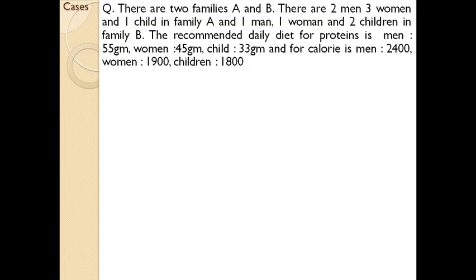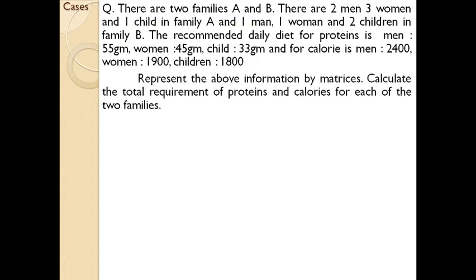So you are given the details of two families comprising men, women, and children, and the number of persons in these three categories varies depending upon the two families, and protein requirement as well as calorie requirement for men, women, and children is given. So represent the above information by matrices. You need to use matrix methods and represent the same information in matrix form. Calculate the total requirement of protein and calorie for each of the two families. So you are asked to find the total calorie requirement.